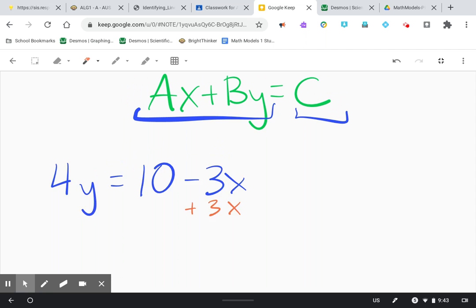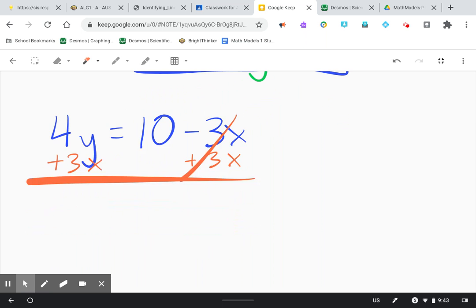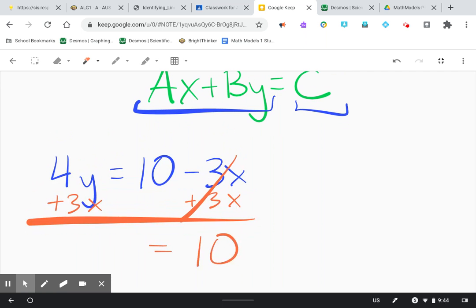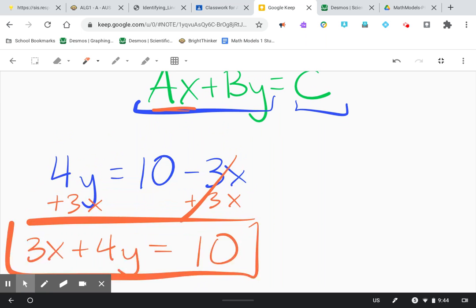To do that, using algebra, I'm going to add 3x to both sides. And don't overthink this. This 10 is going to stay. And these are just going to be written as one single line. So we're going to have 3x. I want to put 3x because I want that to be first, plus 4y equals 10. And so now that is in standard form.